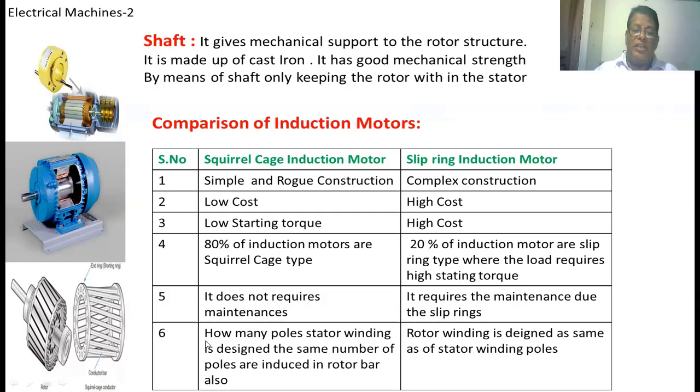In case of squirrel cage induction motor, however many poles the stator winding is designed for, the same number of poles will be induced on the rotor bars. But in case of a slip ring induction motor, the rotor winding is similar to the stator winding, so the rotor winding also should be designed for the same number of poles as the stator winding. Suppose if the stator winding is designed for 4 poles, then the rotor winding also should be designed for 4. If the stator winding is designed for 2 poles, then the rotor winding also should be designed for 2 poles. That is not required in case of a squirrel cage induction motor.